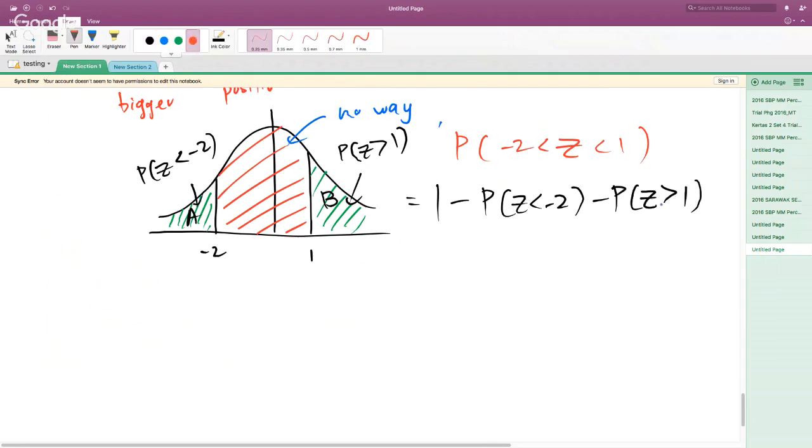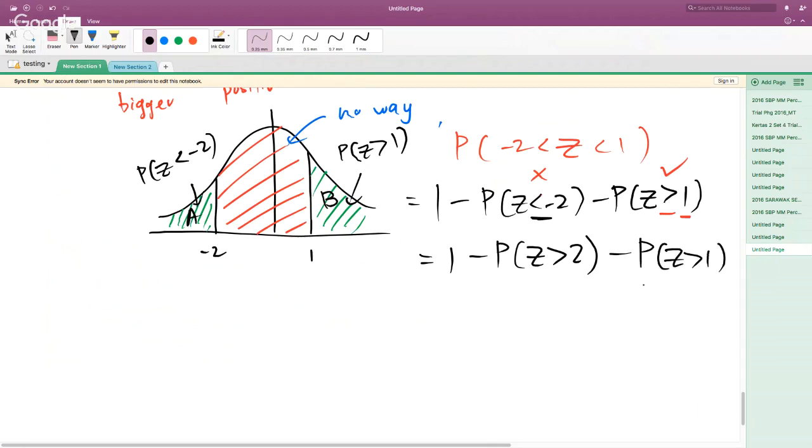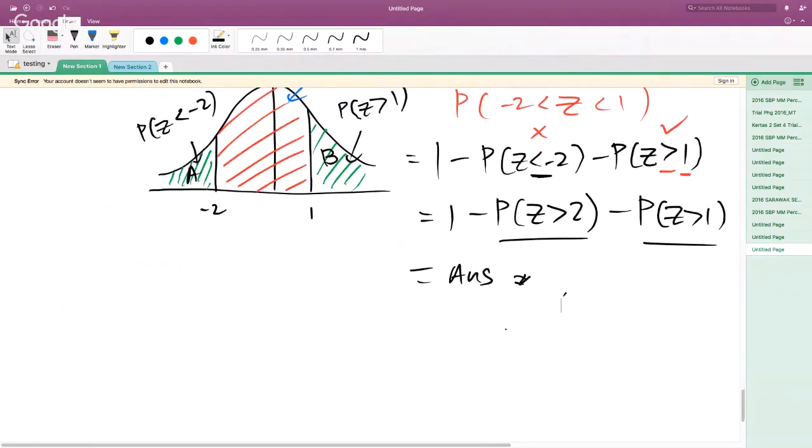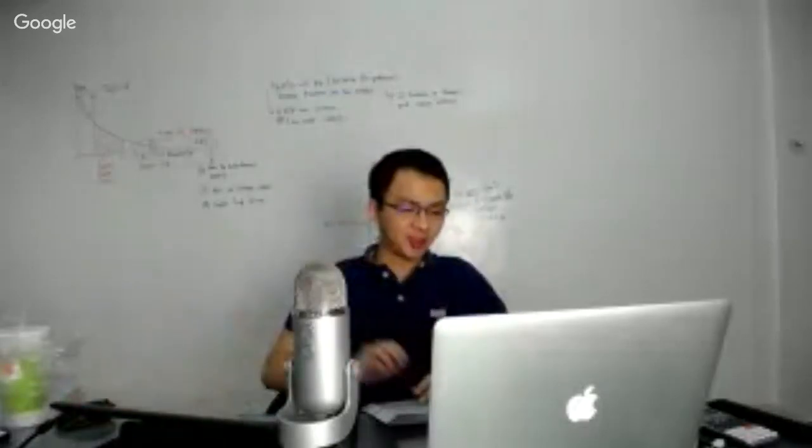This one is already bigger and positive, so you can find the z value. But this one you can't, because it's less and negative. So whenever you see less and negative, you can straight away change it to bigger and positive. Now you can use the z value table to find both of these and get your correct answer. This is something you have to know about probability distribution.